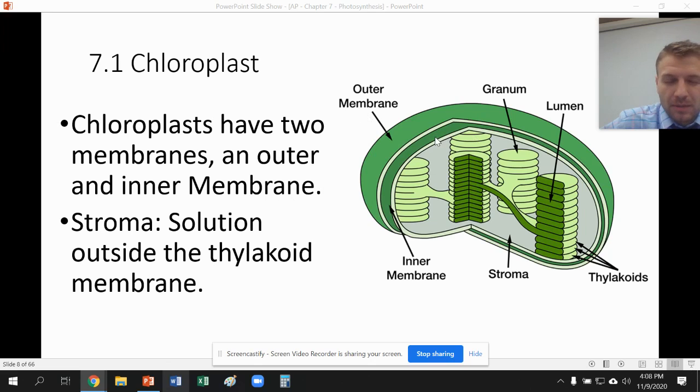Now, we talked a little bit about chloroplasts back when we talked about organelles, I think in chapters 4 and 5. First thing, remember, these guys have two membranes. These were once their own free-living organisms, but through the endosymbiotic theory, they have two membranes. The outer one is more eukaryotic-like, and the inner one is more prokaryotic-like. The solution within the chloroplast is called the stroma.